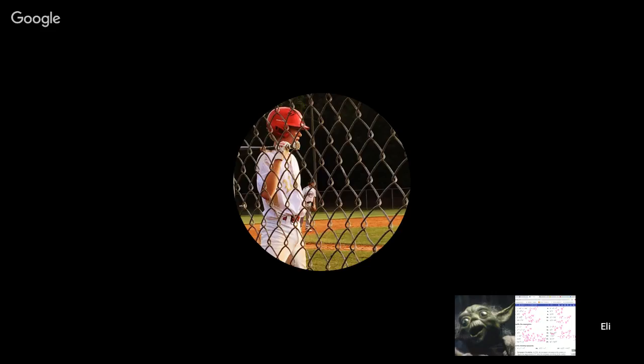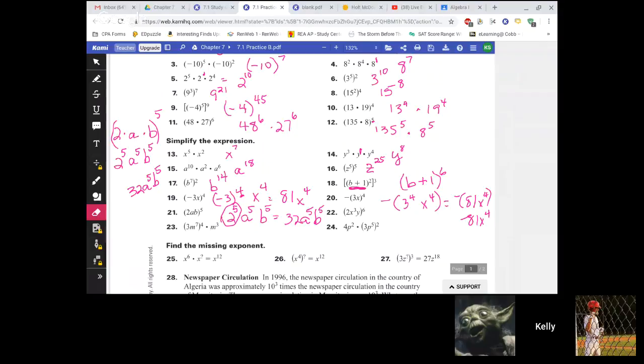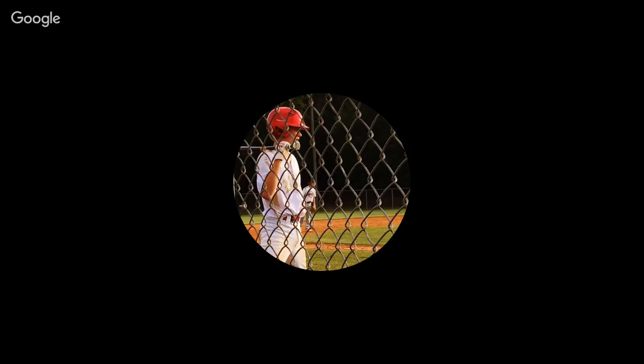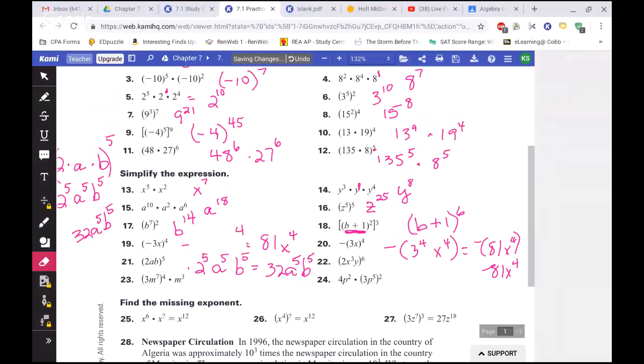That's pretty easy. 16 you got, so that you understand when there's a power to a power, you multiply instead of add. Okay, so 17 you were good with also. It was 18 and 19 where it started getting a little squirrely? How did you feel about 18, with the fact that b plus 1 is actually one term? Because sometimes that can be a little confusing to some students.